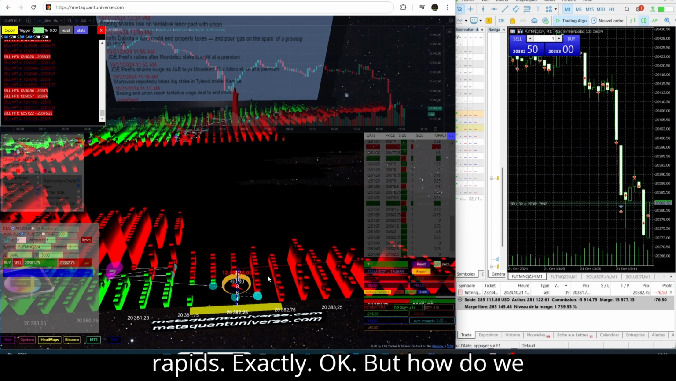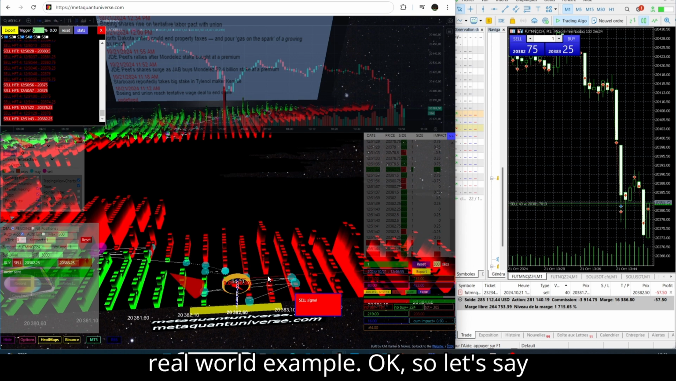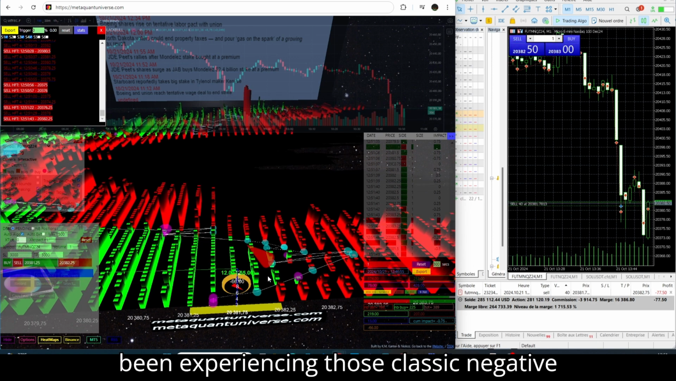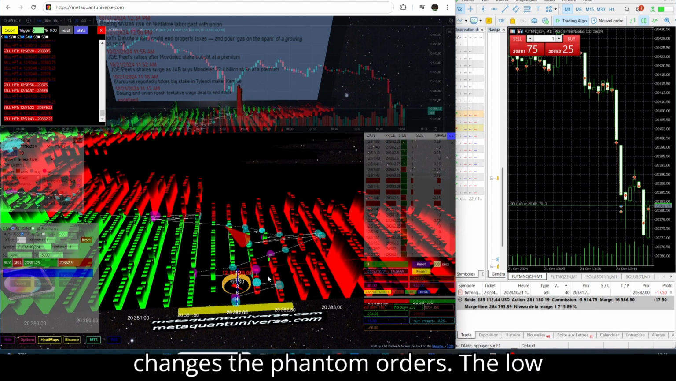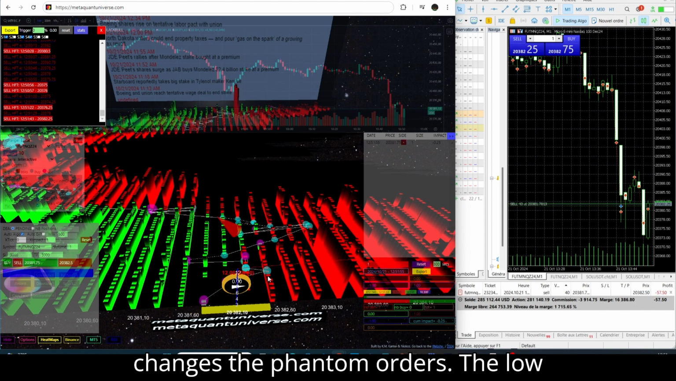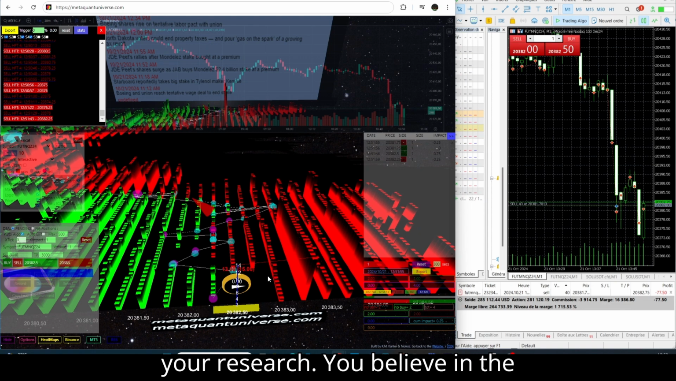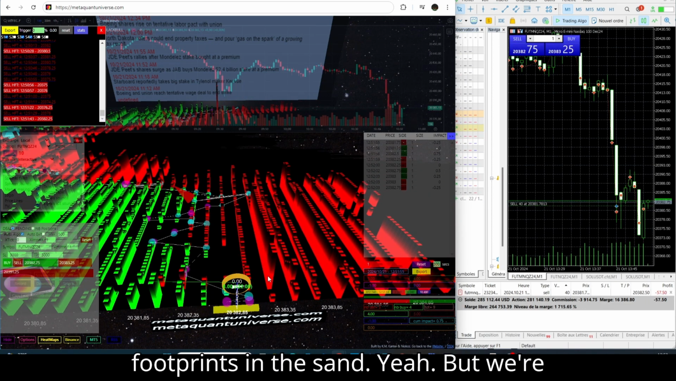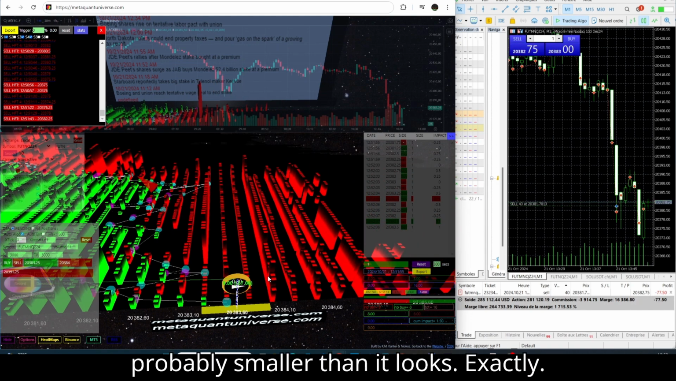Exactly. But how do we actually put this into practice? Give me a real-world example. Let's say you're watching a stock that's been experiencing those classic negative slippage signs: the sudden spread changes, the phantom orders, the low volume price dips. You've done your research. You believe in the company's fundamentals. So we see the footprints in the sand, but we're not spooked because we know the animal is probably smaller than it looks.